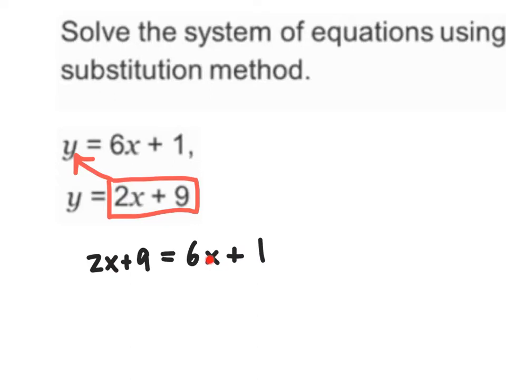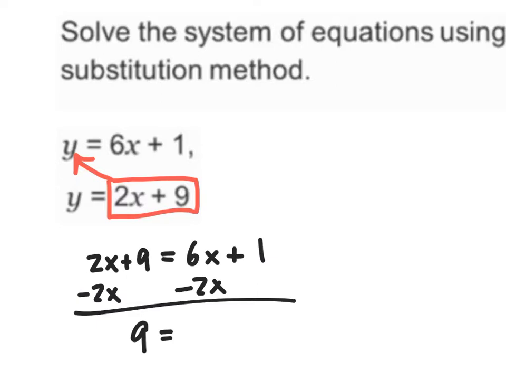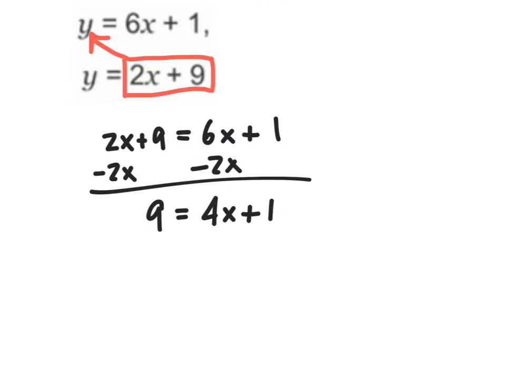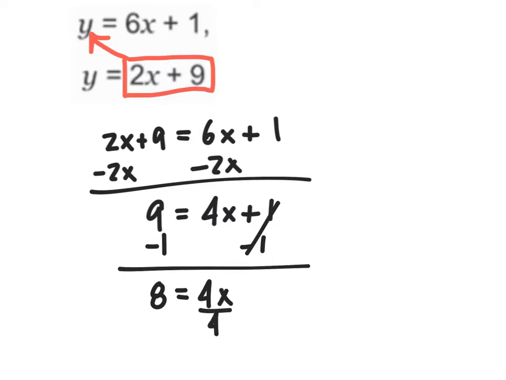I just have x, I don't have x and y. So what I'm going to do here is solve this equation now for x. How I'm going to do that is subtract 2x from both sides. I'm going to get 9 is equal to 6x minus 2x, which is 4x, plus 1. I'm now going to subtract 1 from both sides. So I get that 8 is equal to 4x. Divide by 4, divide by 4. The 4's divide out, and x is going to equal 2.